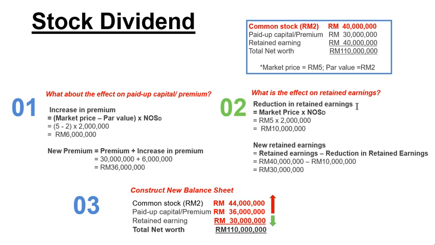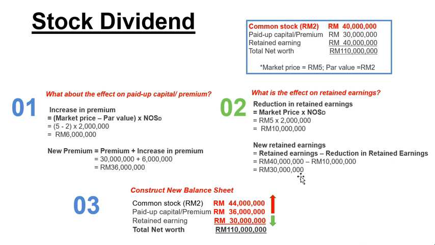And we proceed to see the effect on retained earning. Reduction in retained earning is determined by taking the market price multiplied by number of share dividend. Market price is 5 ringgit, number of share dividend is 2 million, and the reduction in retained earning is 10 million ringgit. And therefore the new retained earning is determined by taking the existing retained earning minus the reduction in retained earning. By doing that, you will see that the new retained earning is 30 million ringgit.